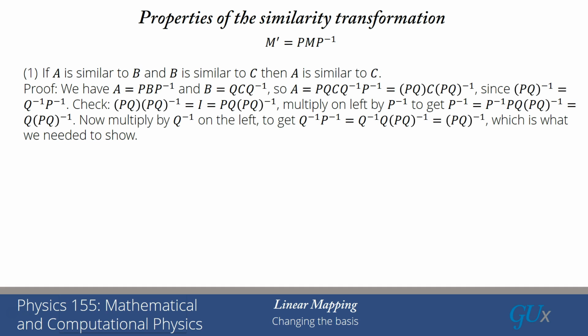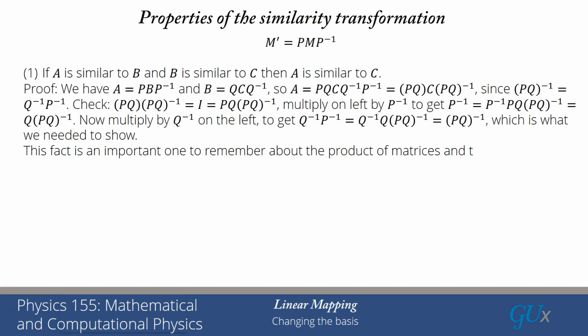If A is similar to B and B is similar to C, then A is similar to C. That's the transitive property. And this fact is an important one to remember about similarity transformations, but also this product result for the inverses is a really important one for you to remember. When I have the product of two matrices and I take the inverse, I have to take the product of the inverse matrices, in reversed order, to get the inverse of the product.